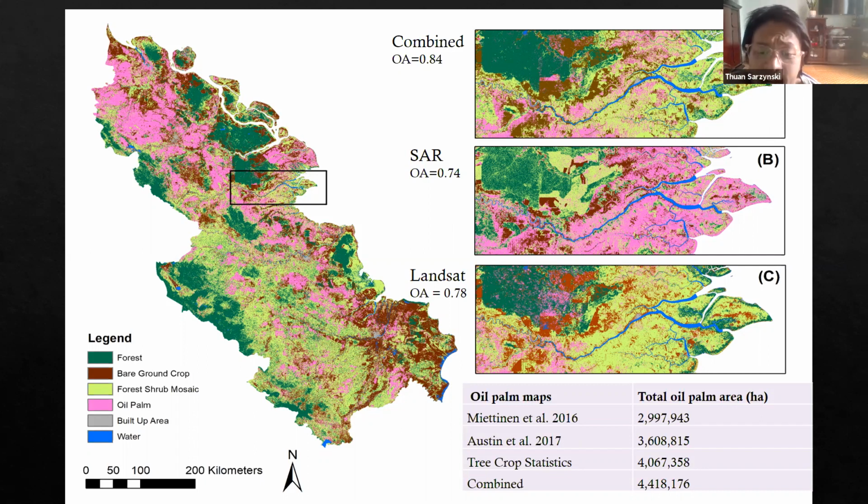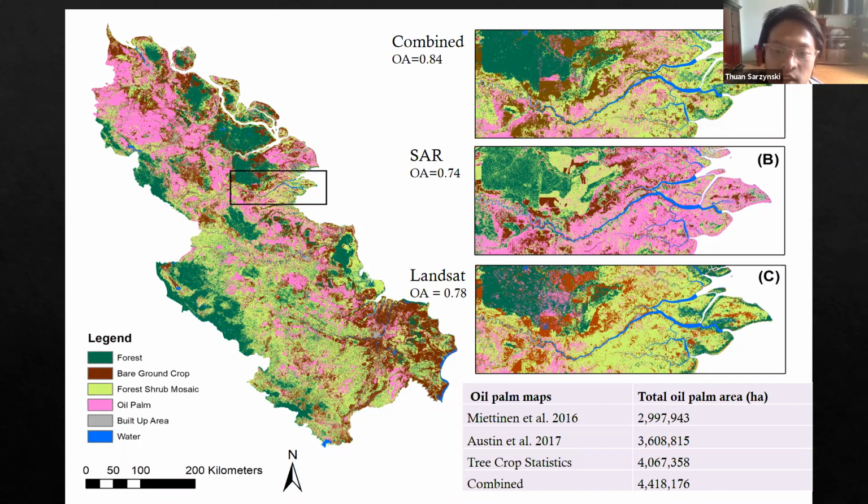So I think for Mittinen, it was mainly because Mittinen used a very large area to do the estimation of oil palm, and also Mittinen didn't focus on oil palm but more on vegetation types. So they had a very large scope of interest. That's why they had a low estimation of oil palm.